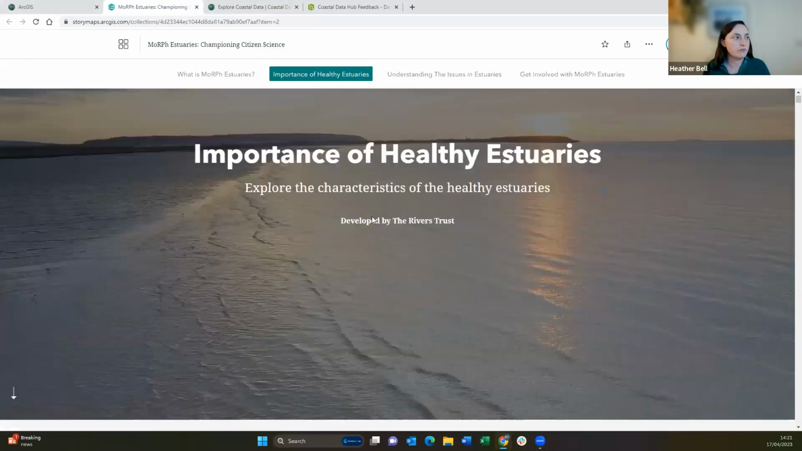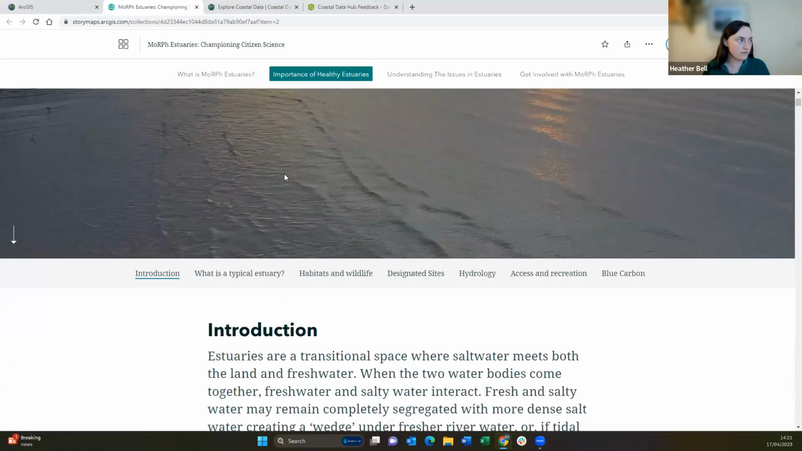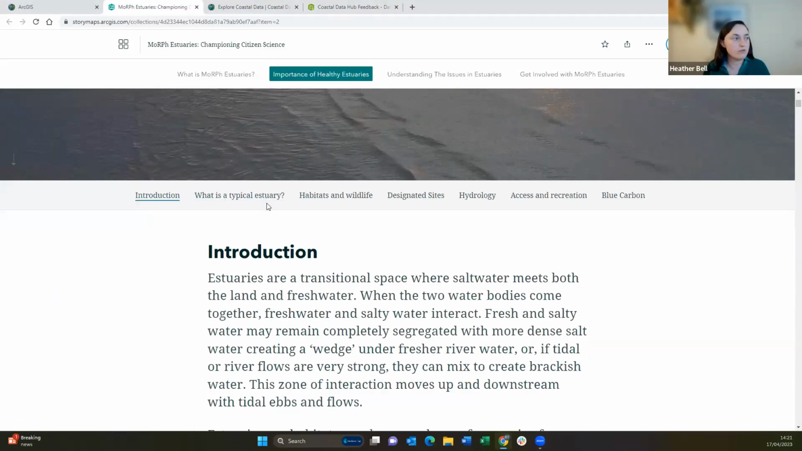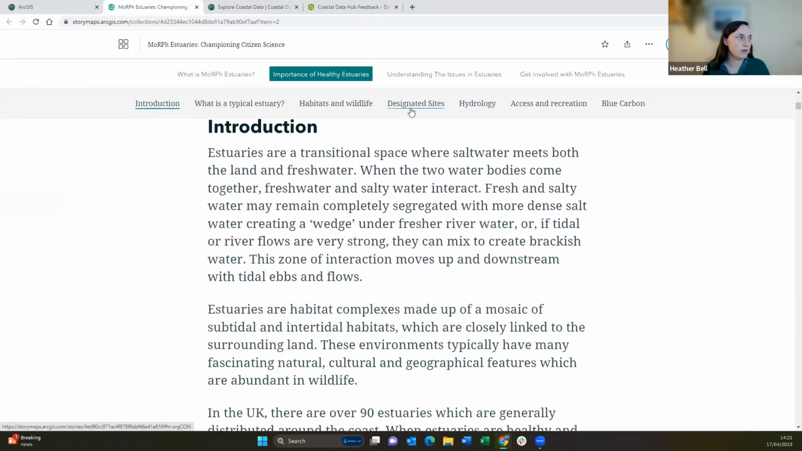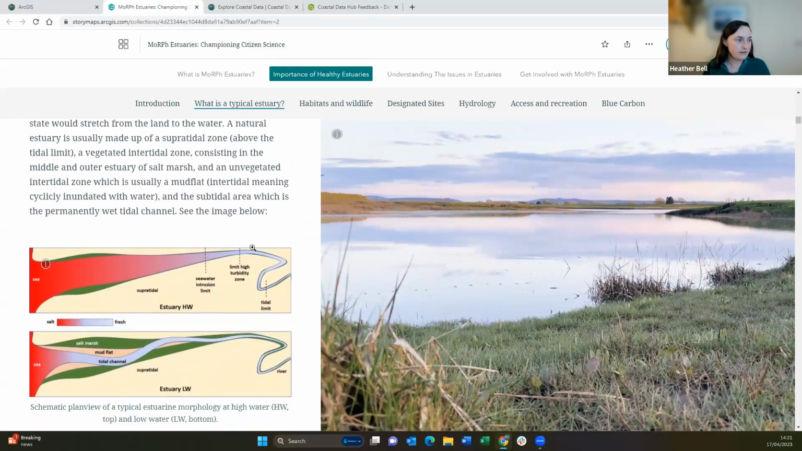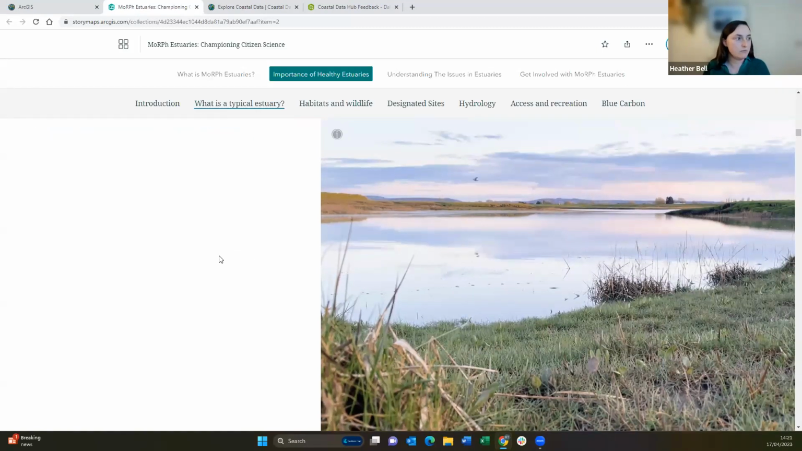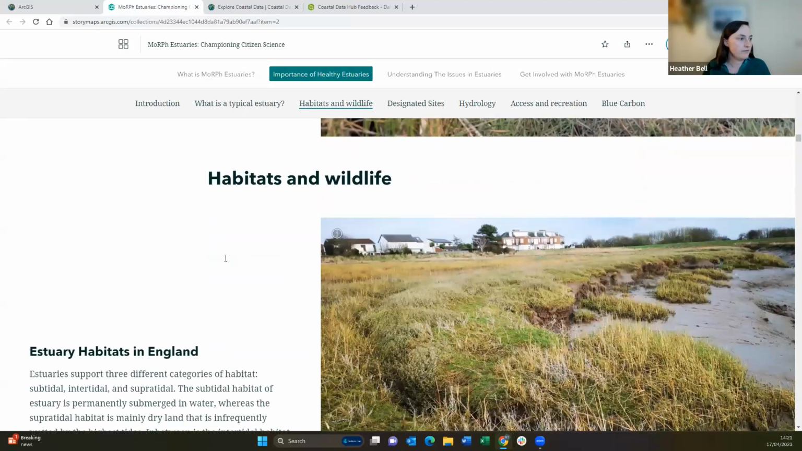There's also a section which is called Importance of Healthy Estuaries. So on here, there's a lot of information about what a typical estuary is, and habitats and wildlife, designated sites, hydrology, access and recreation, and blue carbon. So yeah, there's a real wealth of information that we've all kind of pulled together in the last project, including some really interesting information about selective tidal transport by fish in here.